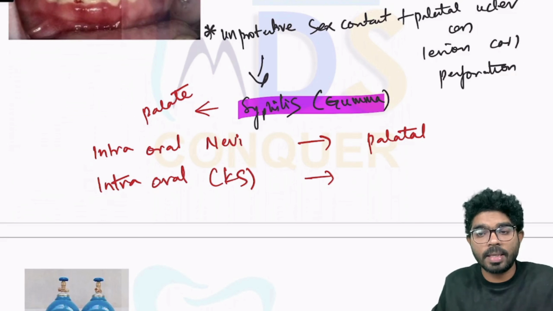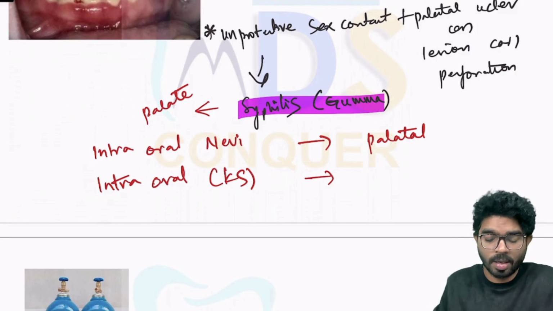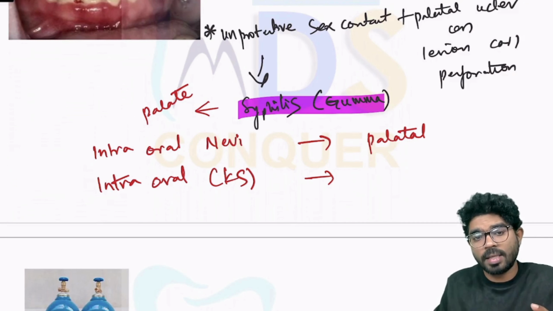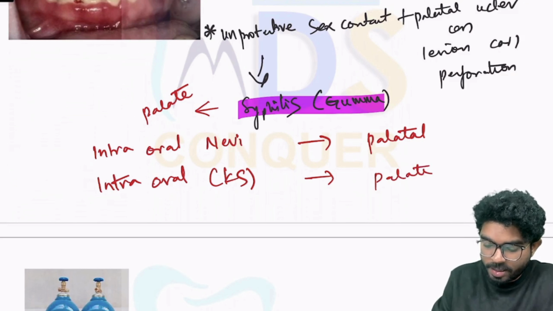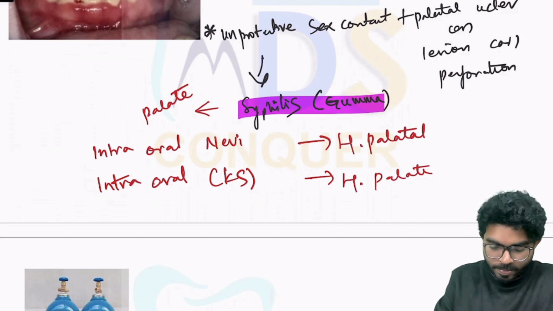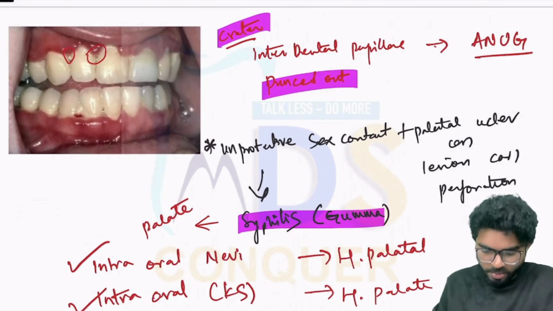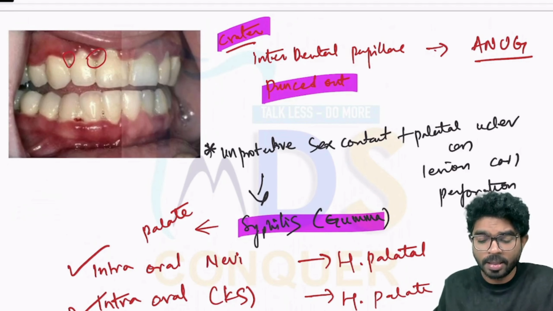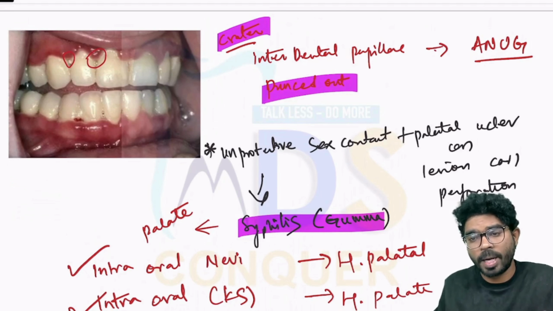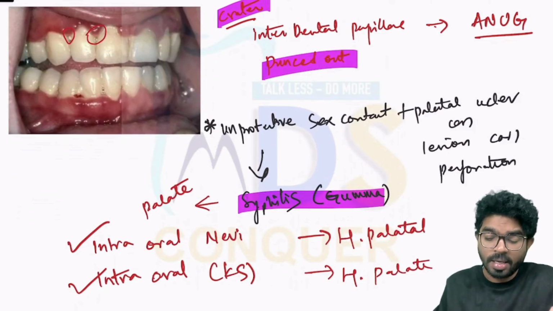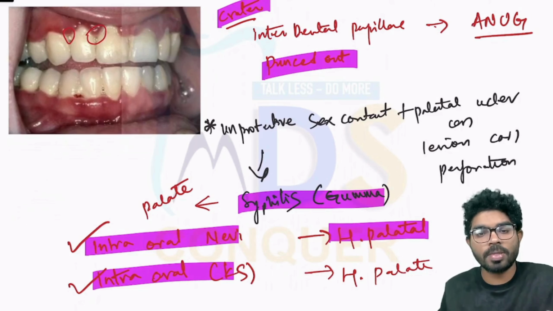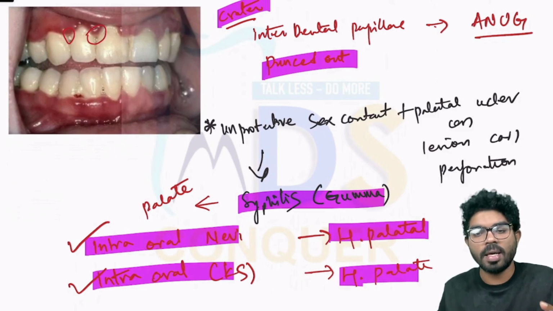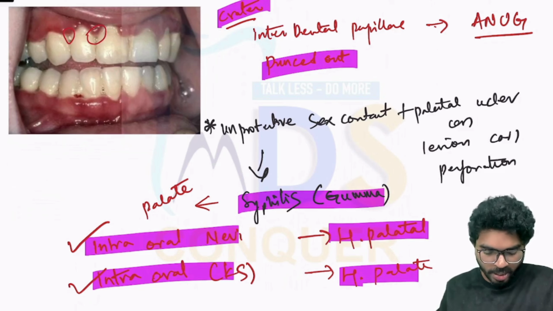Kaposi's sarcoma is the most common carcinoma seen in HIV positive patients. The most common area for occurrence of Kaposi's sarcoma is again the hard palate. Please do make a note. Gumma, most common occurrence is palate. Necrotizing sialometaplasia, the most common area of occurrence is the palate. Intraoral nevi, occurrence is hard palate, and intraoral Kaposi's sarcoma in HIV patients, occurrence is hard palate. Please do make a note of these important lines.